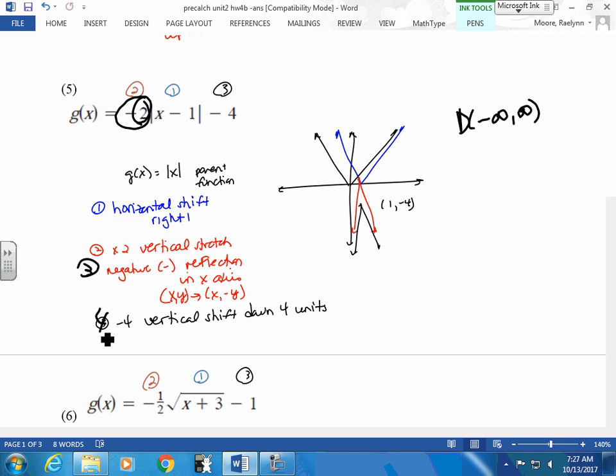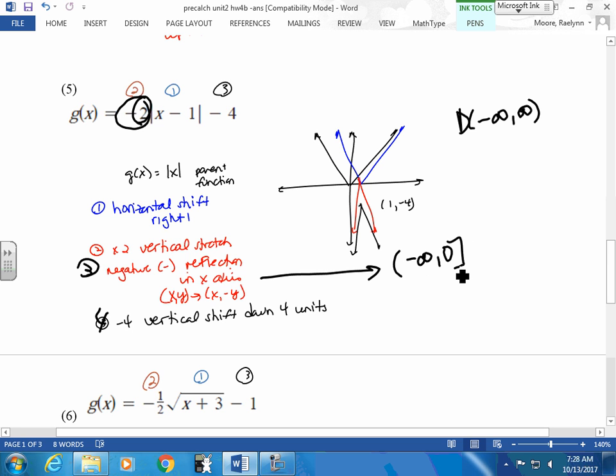Domain or range? Range. So what does my range become as a result of this? Flips the y. My range becomes negative infinity to 0, right? It flipped over the x-axis. It reflected over the x-axis.